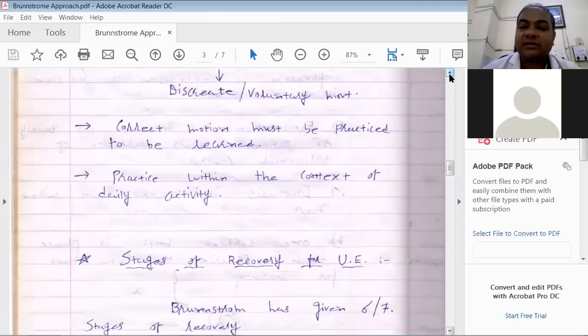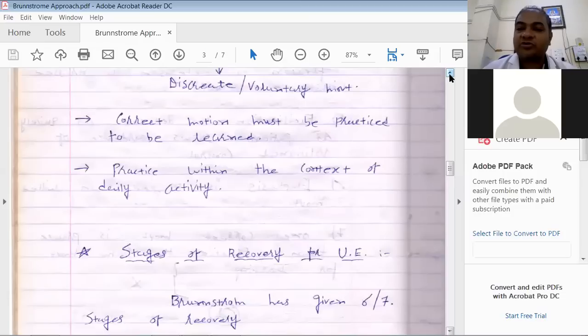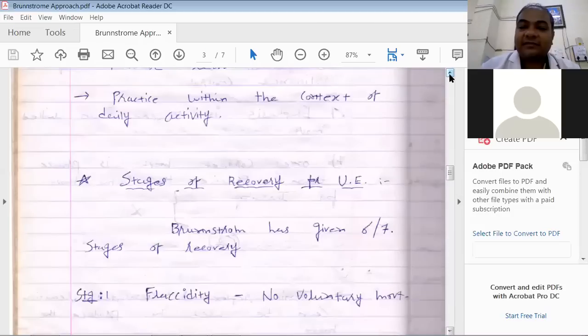Practice within the context of daily activity. They have to use that movement in daily functional activity. It's not like you say, do this, this is the movement. You have to try to make them reach for some objects, some functional activity. You have to try to give some task for that particular activity, so that it becomes converted to functional. It's not doing single movements. You do the practice of the movement, and we have to convert it into something functional. You have to use it in daily activity.